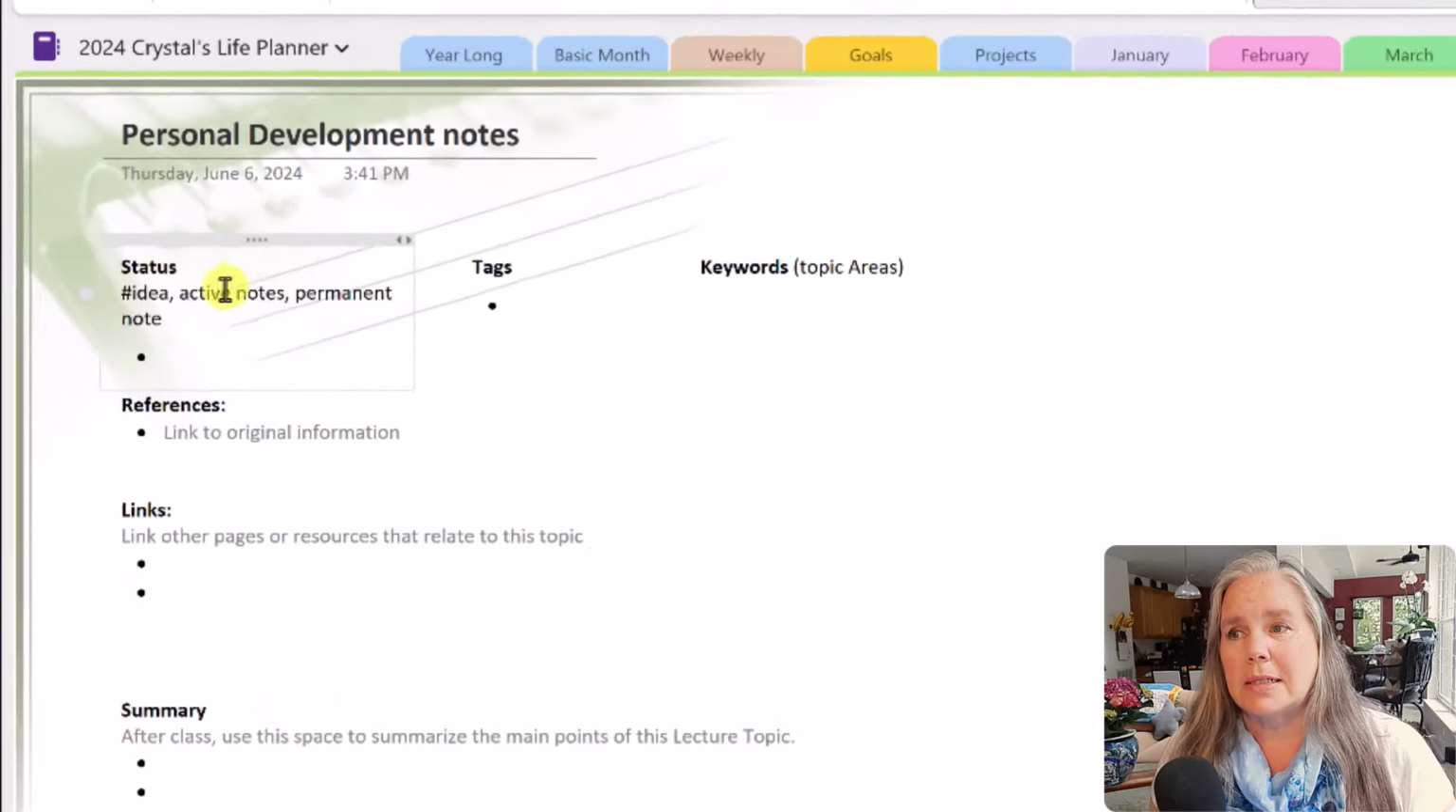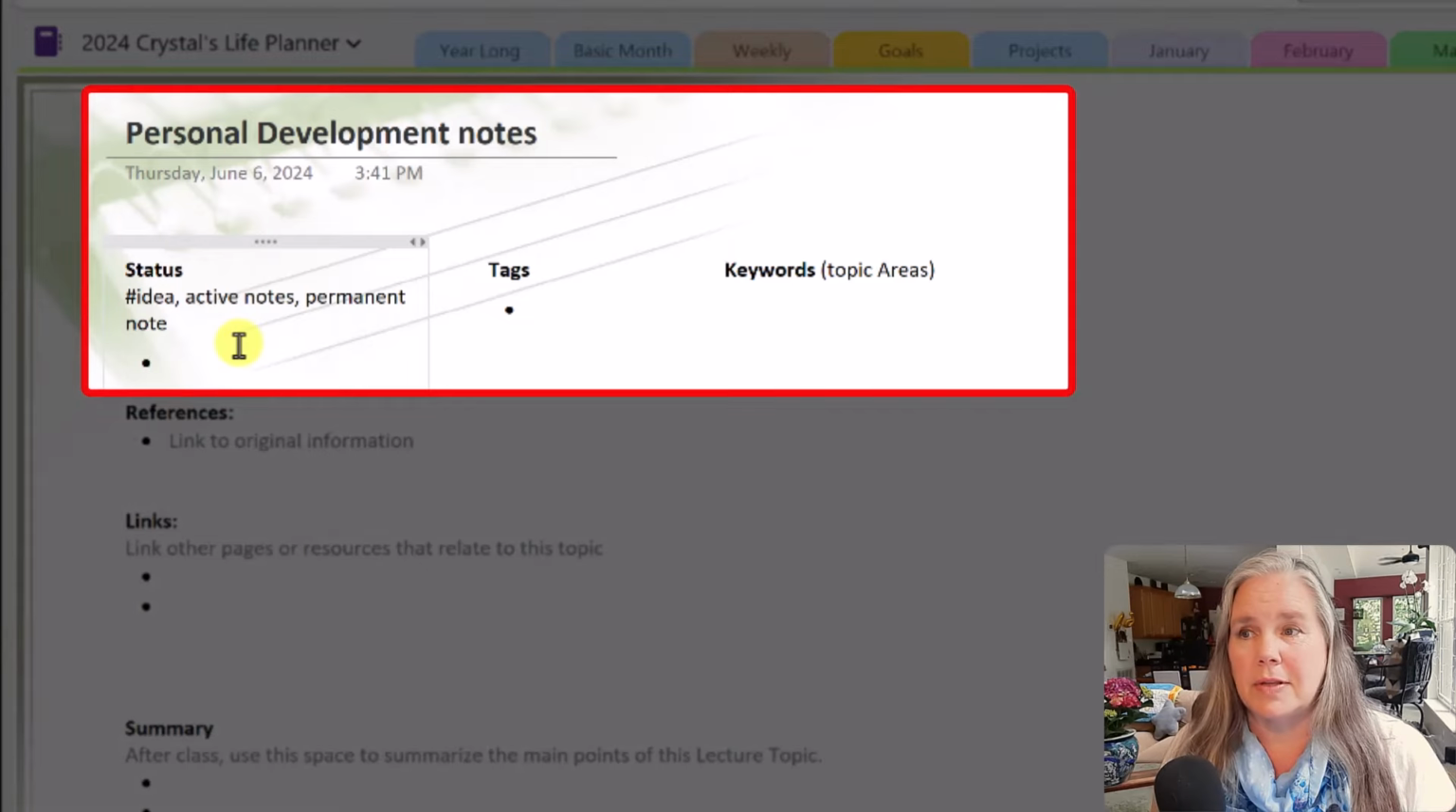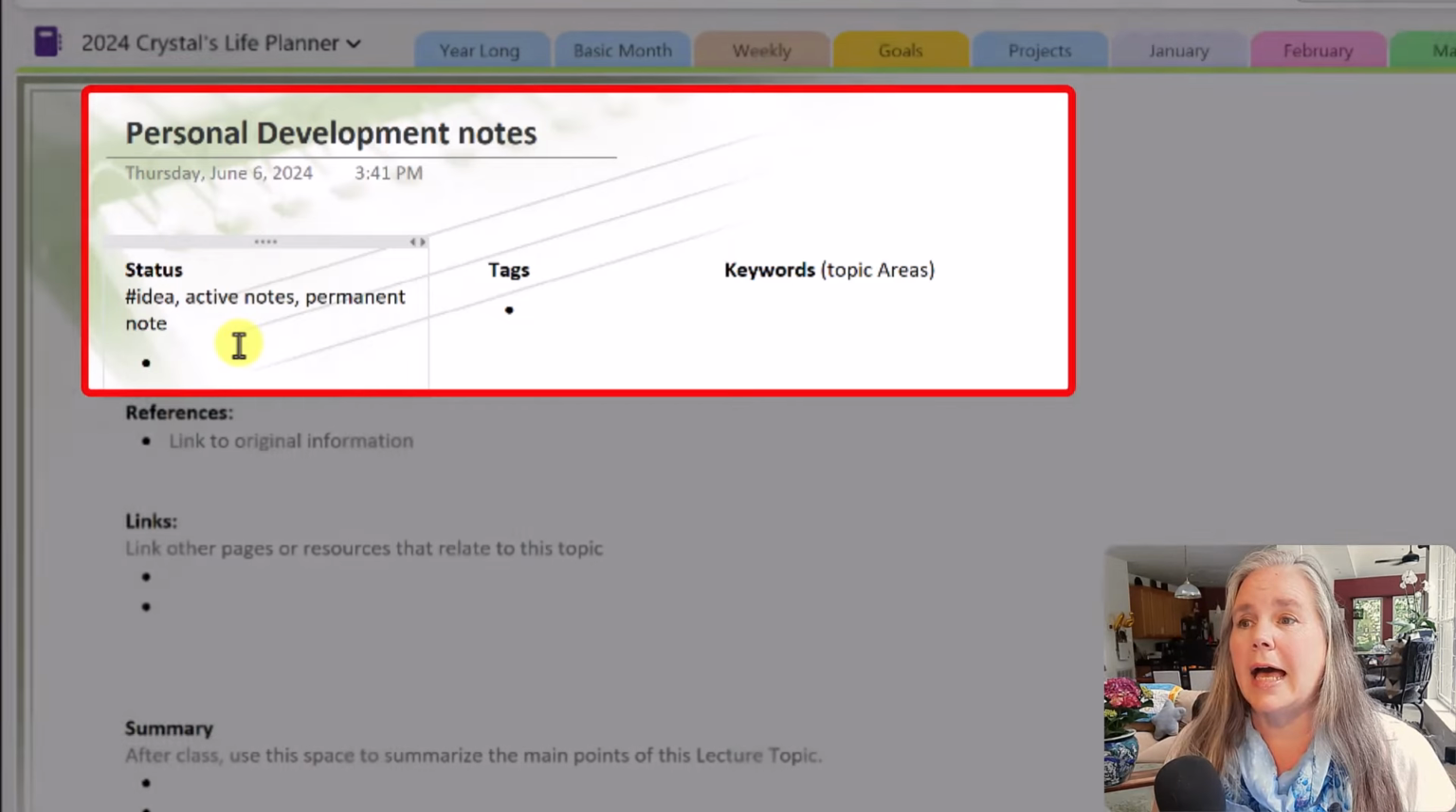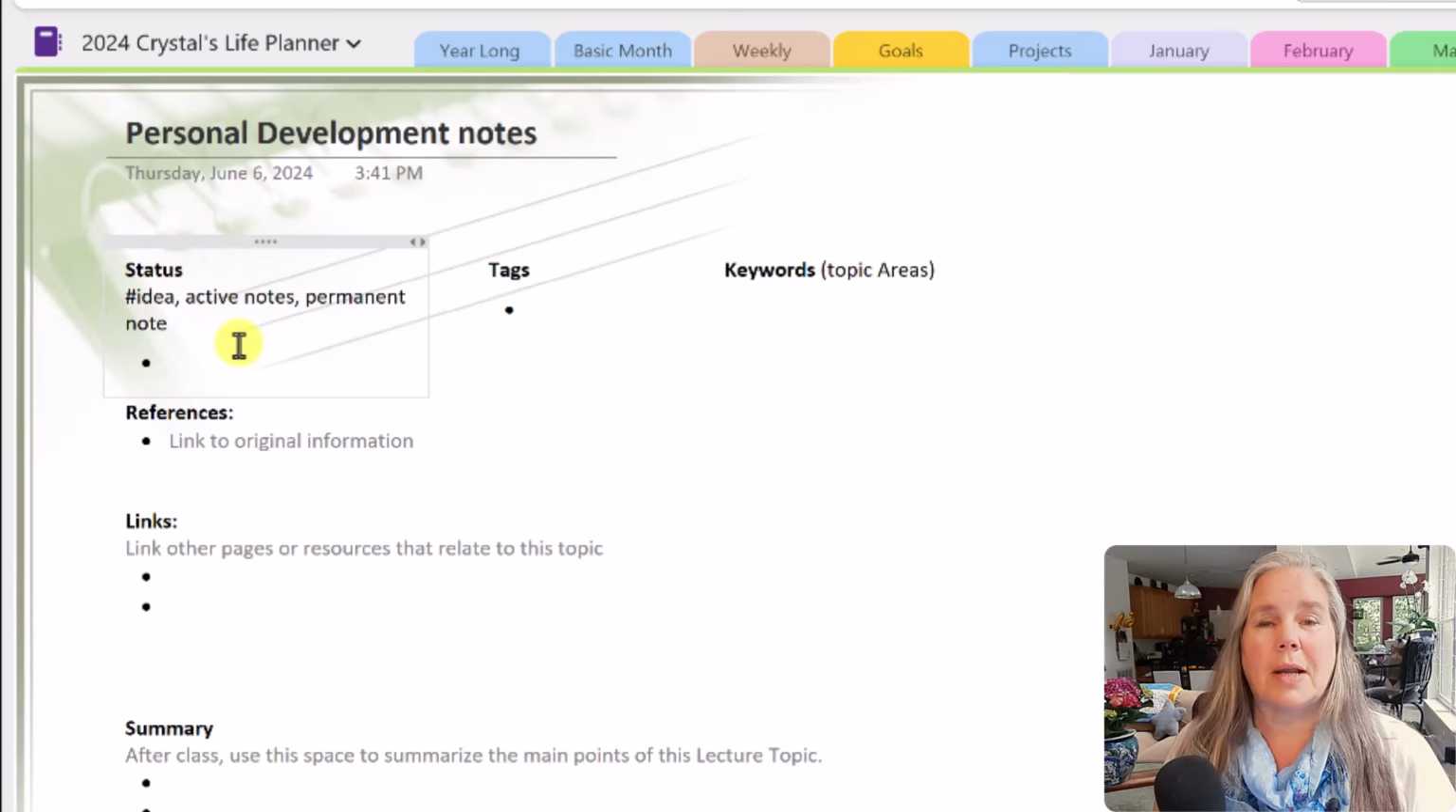So there is a section up here for what is the status of this note. Is this an idea that I had? Is it an active note that I'm currently working on and learning about? Or is this a permanent note that I want to kind of archive and put away, but I don't want to lose it? I don't want to delete it, okay?